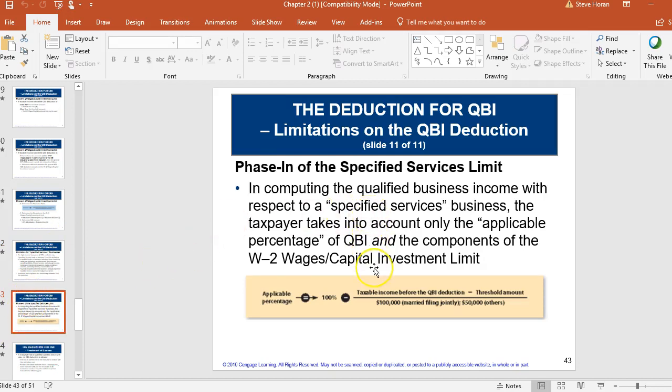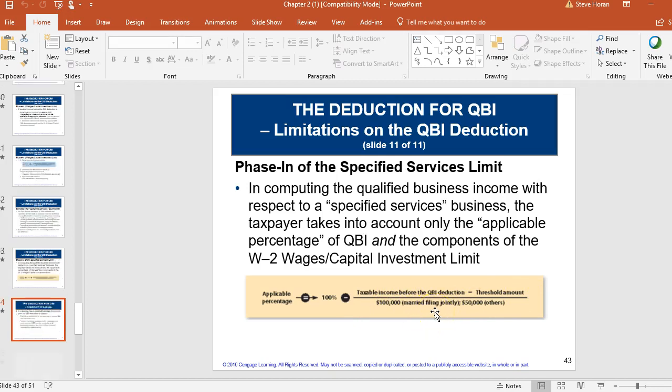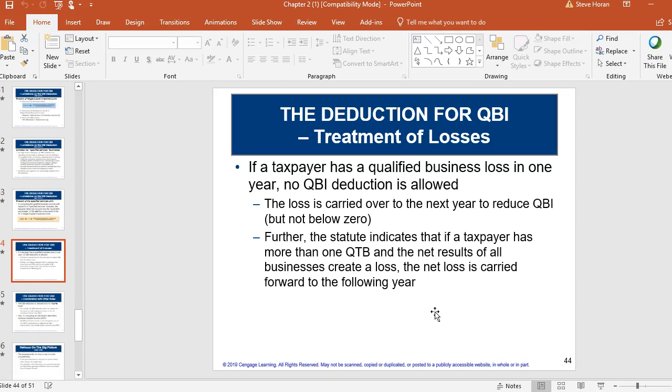And then this mentions the phase-in of the specified services limit, and this is on page 19 of your chapter. You can see here it says taxable income before the QBI minus the threshold, again divided by $100,000 married filing jointly or $50,000 for everybody else. And then treatment of losses. If a taxpayer has a qualified business loss in one year, no QBI is allowed. The loss is carried over to the next year to reduce QBI for the next year, but you can never reduce it below zero. Okay.